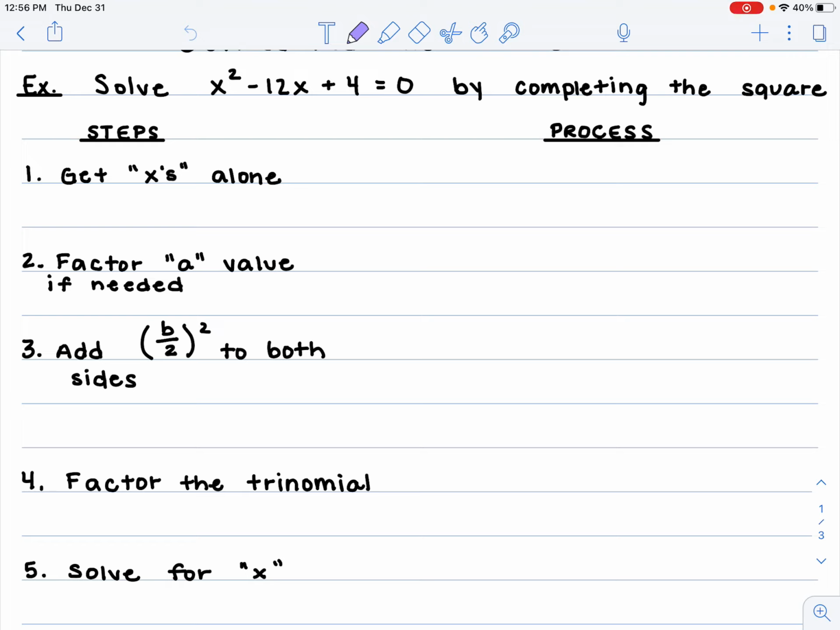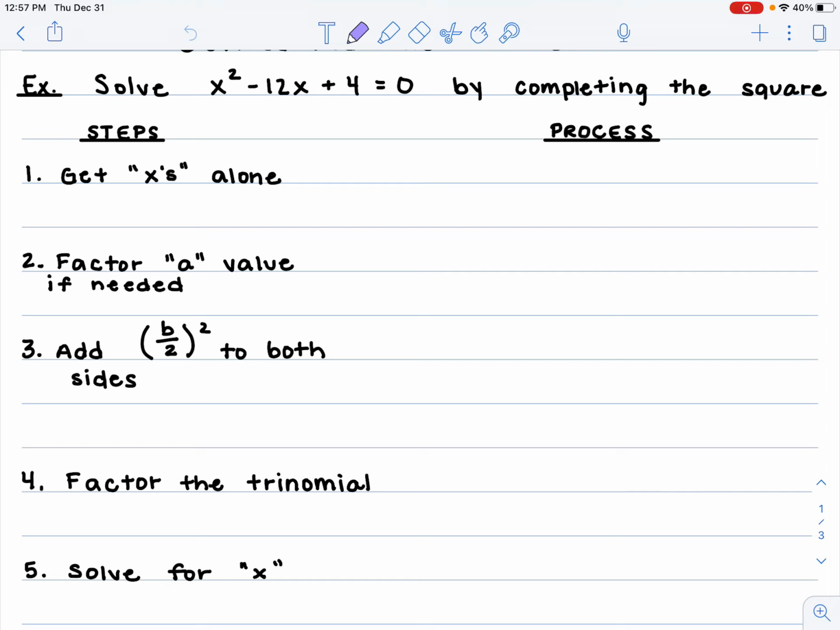So the steps are: number 1, get the x's alone. Number 2 is factor the a value if needed. This won't always be something we have to do, depending on if there's an a value. Number 3 is you're going to add b divided by 2 squared to both sides. That's the part of actually completing the square. Number 4, you're going to factor the trinomial you see, and then you're going to solve for x using your algebraic means. So I know that's a lot to throw at you, but I promise it'll make more sense when we dive into the problem.